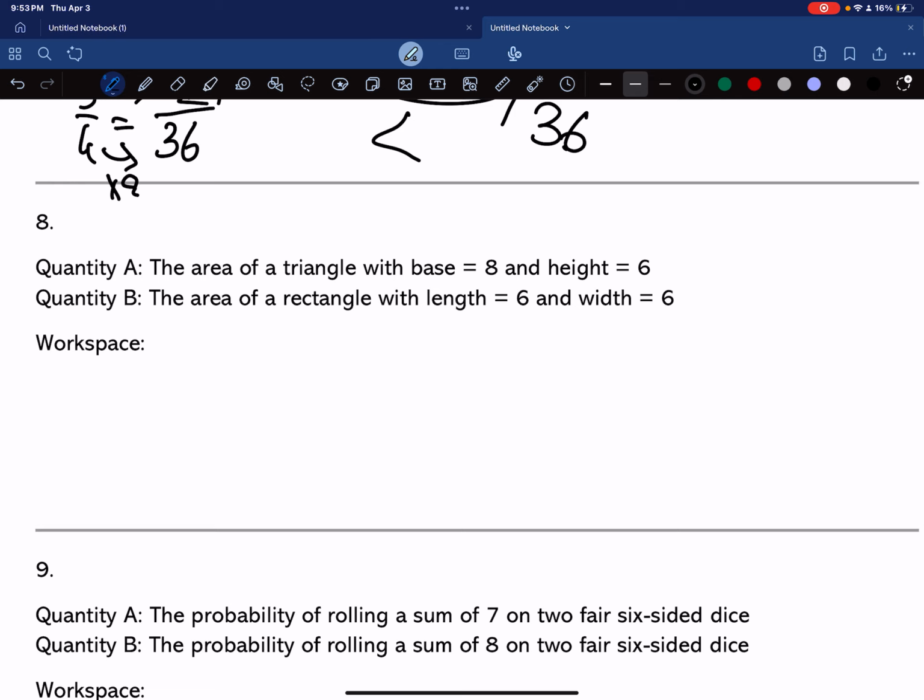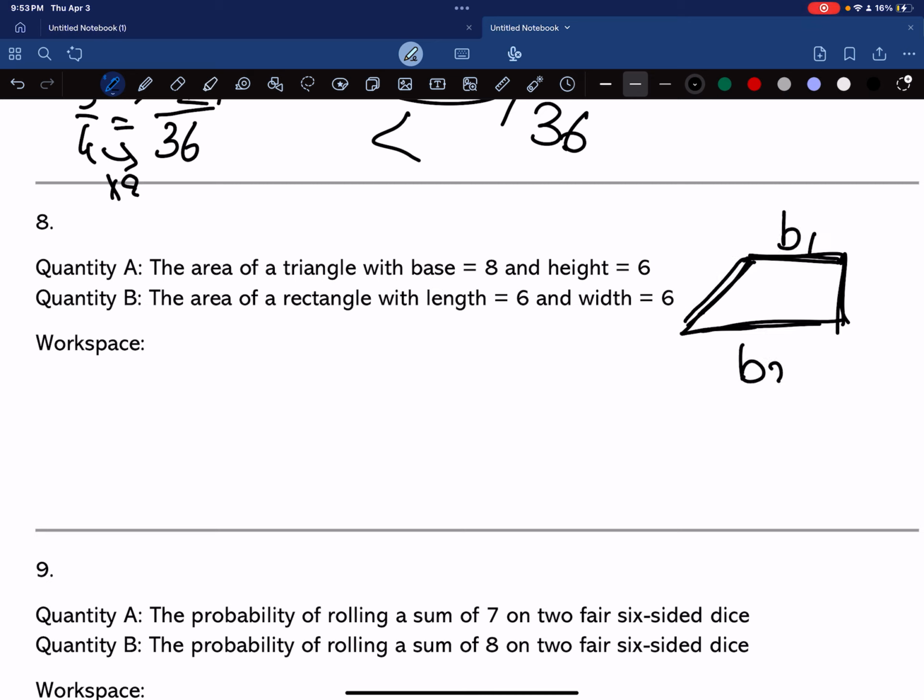A, the area of a triangle with base 8 and height 6. And B, area of a rectangle with length 6 and width 6. You also need to know the areas of shapes. So you need to know triangle, rectangle. You also need to know trapezoid. I mean, that's actually something that helped me a lot. It still helps me to this day on my SAT and ACT.